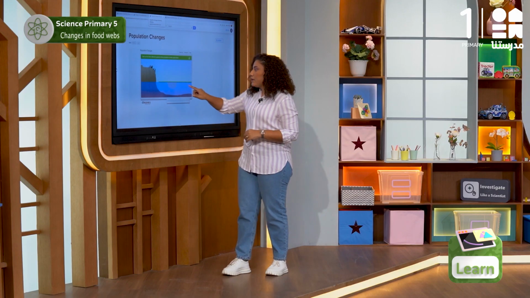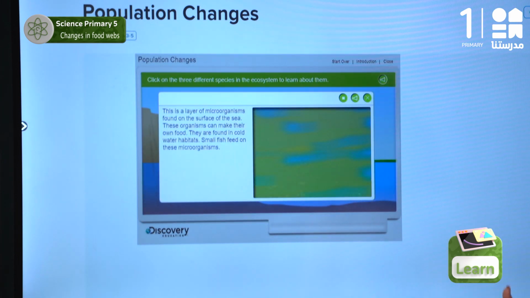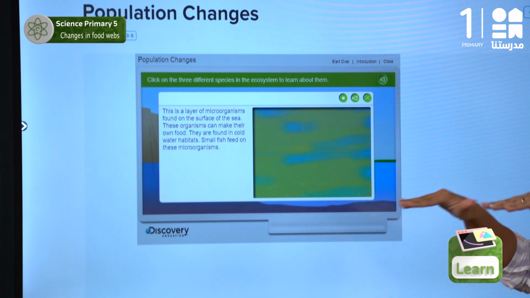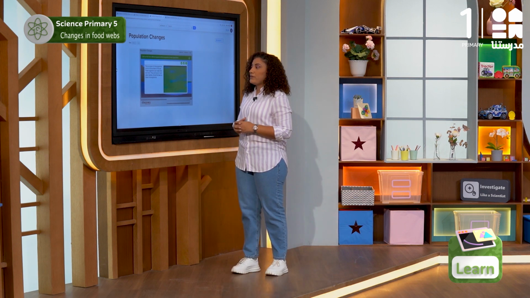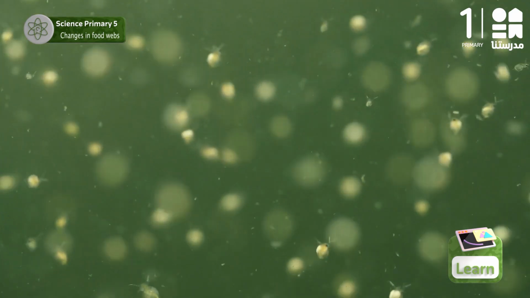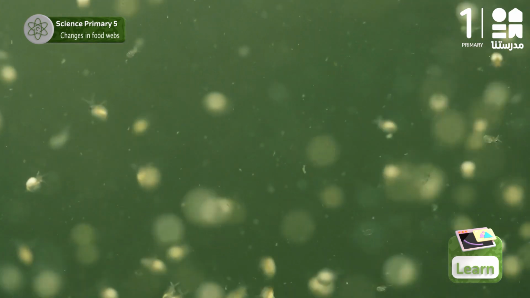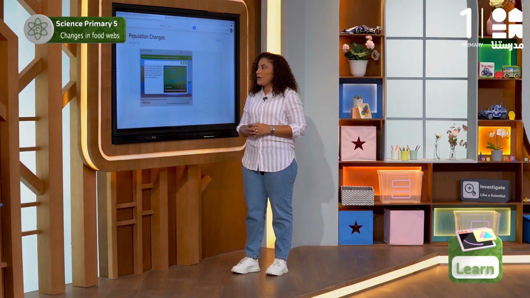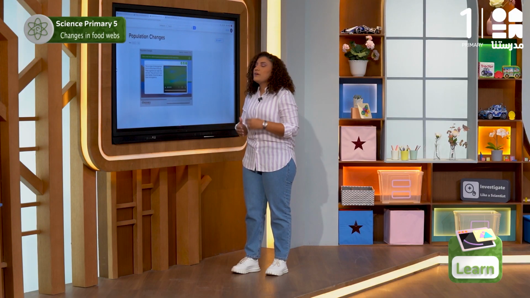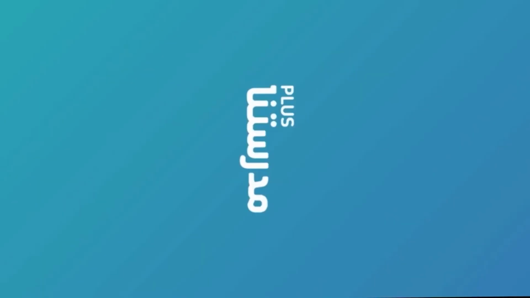The first one is our microorganism. So this is a layer of microorganisms. It's found on the surface of the sea. These microorganisms can make their own food. We consider them as producers. They are found in cold weather. Small fish feed on these microorganisms.